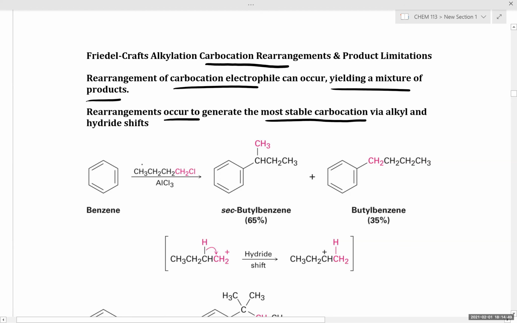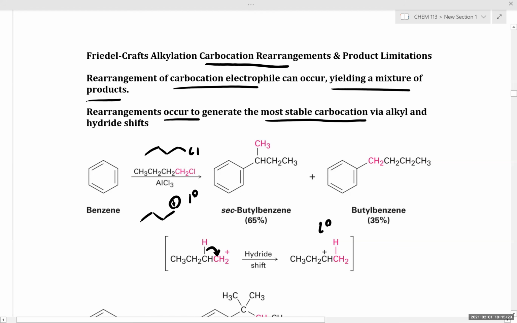So for example, in this case, if we have chlorobutane, we generate our resulting carbocation. This is a primary carbocation. We would much rather have a secondary carbocation. So to generate the more stable secondary carbocation, a hydride shift occurs. Does this idea of a hydride shift look familiar to everyone? We saw this in earlier discussions of carbocation stability and carbocation rearrangements in organic 1.